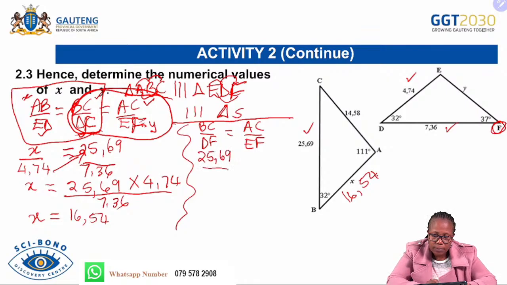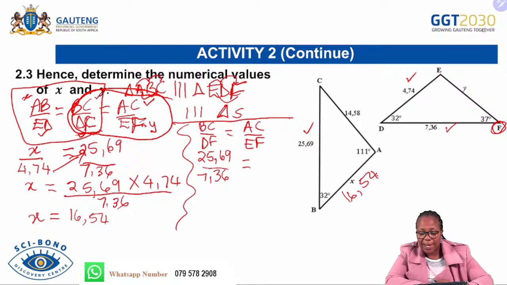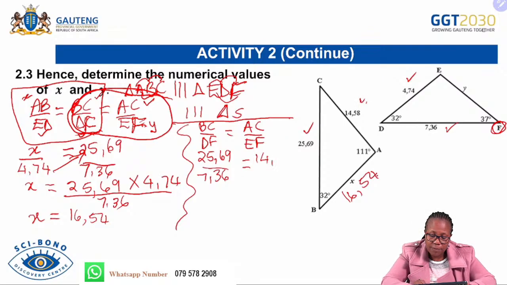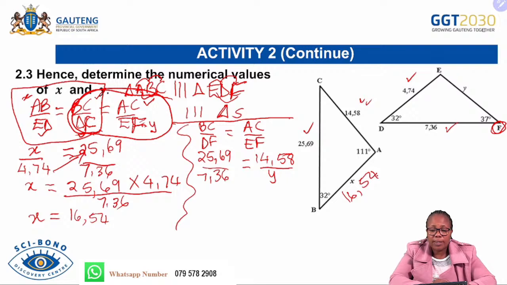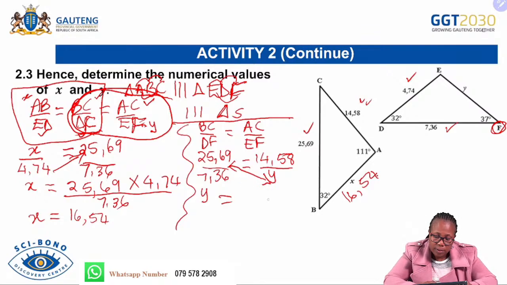25,69. And then how much is DF? 7,36 equal to the AC, which is 14,58 over the EF, which is Y. Okay, then we are crossing Y to that point. There it will be Y. And then we take 25,69 down there.